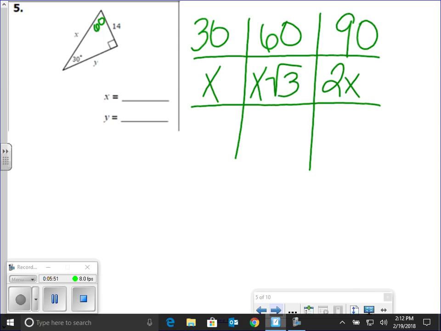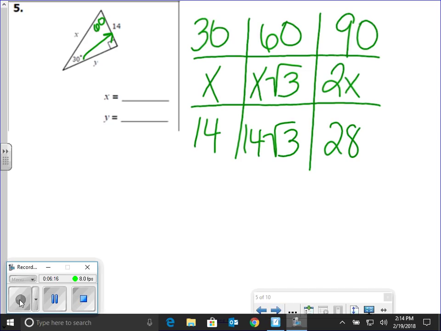So let's figure out what they gave us. If I look, they gave us across from the 30, so now we have the short side, and we know that's 14. So then we know that the 60 side, or the longer side, will be 14 square roots of 3, and 90, we're going to do 14 times 2, which is 28. All right, so now we know the hypotenuse is 28, and then we know the long leg should be 14 square roots of 3. And so we can just fill it in here, 28, 14 square roots of 3.